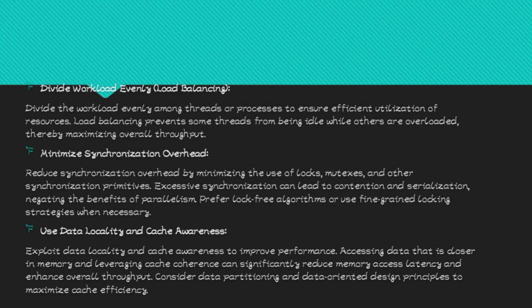Then minimize synchronization overhead. We had seen that synchronization overhead is one of the problems that face threading. So reduce synchronization overhead by minimizing the use of locks, mutexes, and other synchronization primitives. Excessive synchronization can lead to contention and serialization, negating the benefits of parallelism. Prefer lock-free algorithms or use fine-grained locking strategies where necessary.